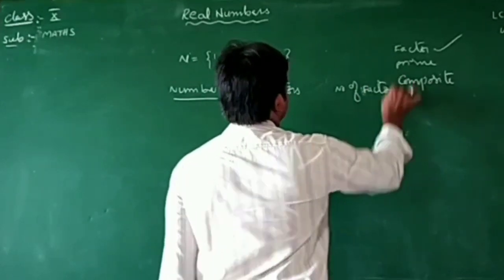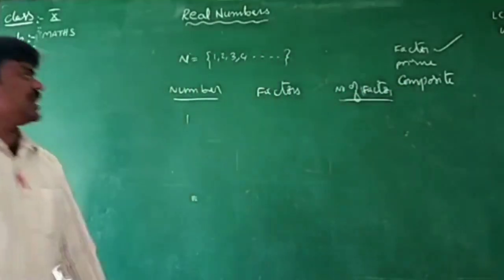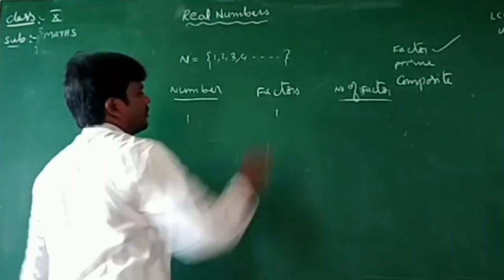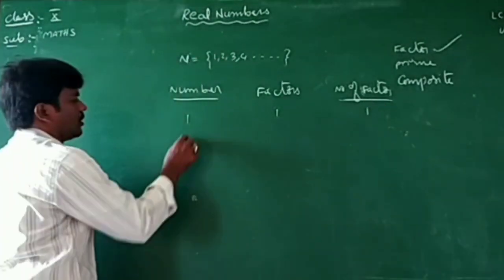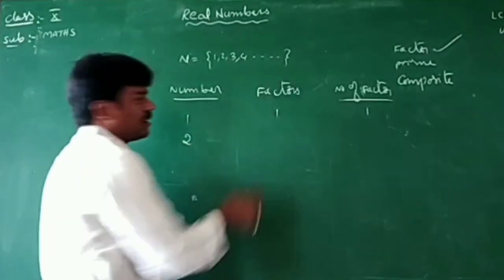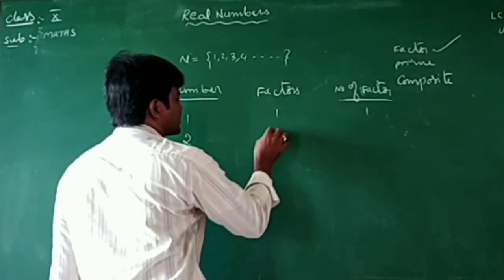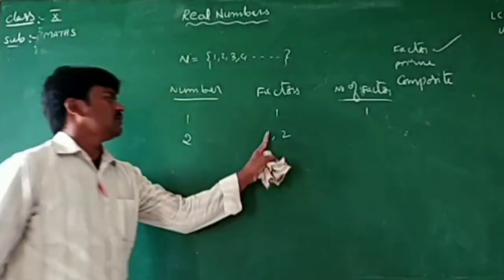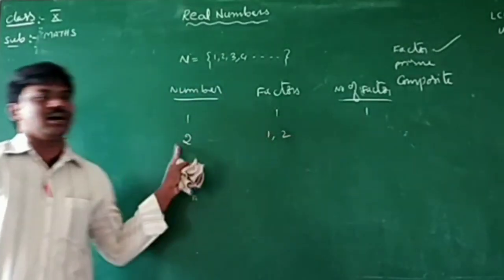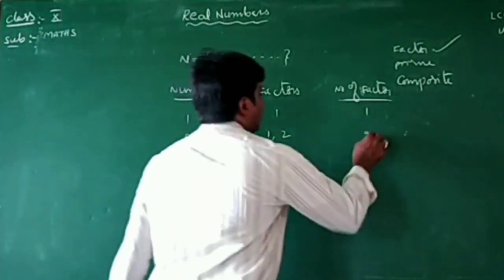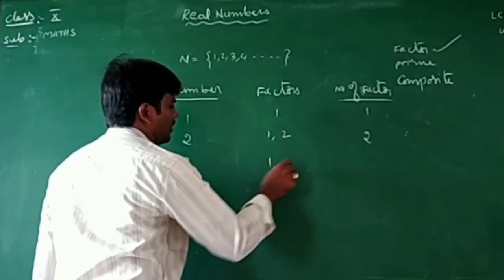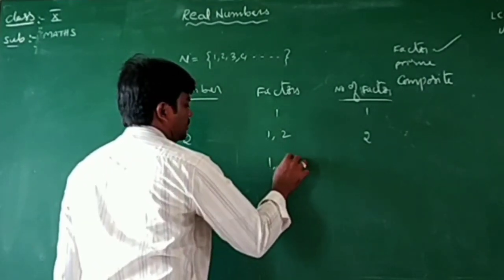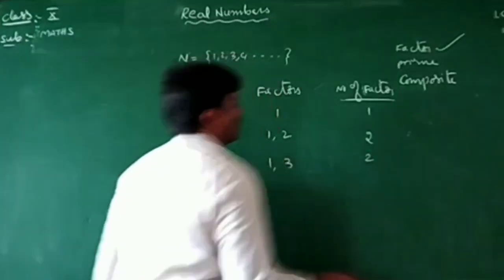So observe this table. 1 is a number, its only factor is 1, and the number of factors is 1. Now 2 is a natural number, its factors are 1, 2, because 1 2s are 2, 2 1s are 2. So the number of factors is 2. Next 3 is a number, its factors are 1, 3. So the number of factors is 2.